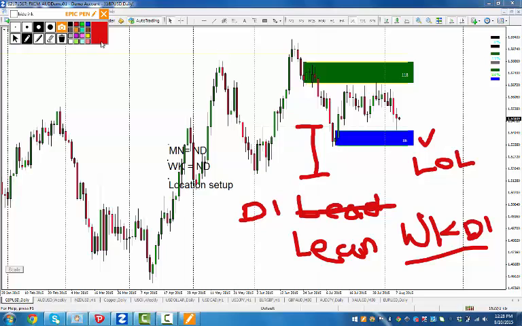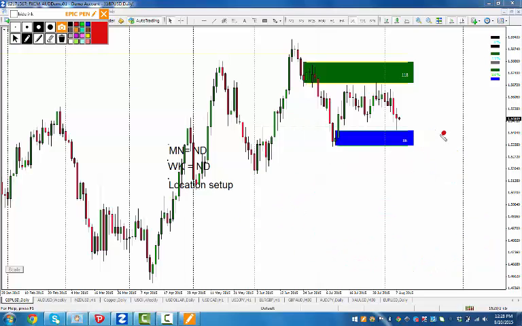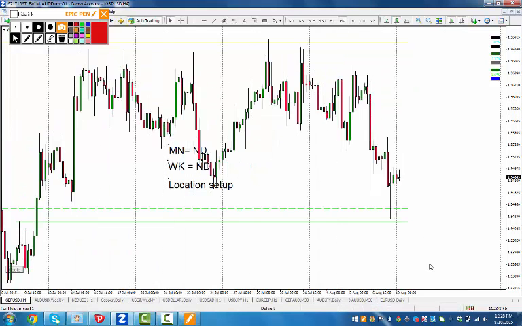In this case, we have the daily demand resting or leaning against this weekly demand. So we like to look for a buy, and we have to use a confirmation entry. So now we can go to the H4 and wait for the price to drop down. In the H4, you might see that, okay, I have something here. How about here?